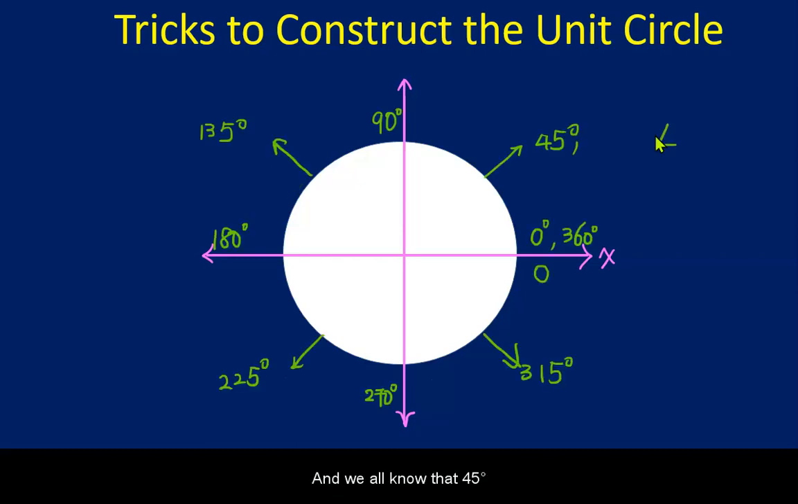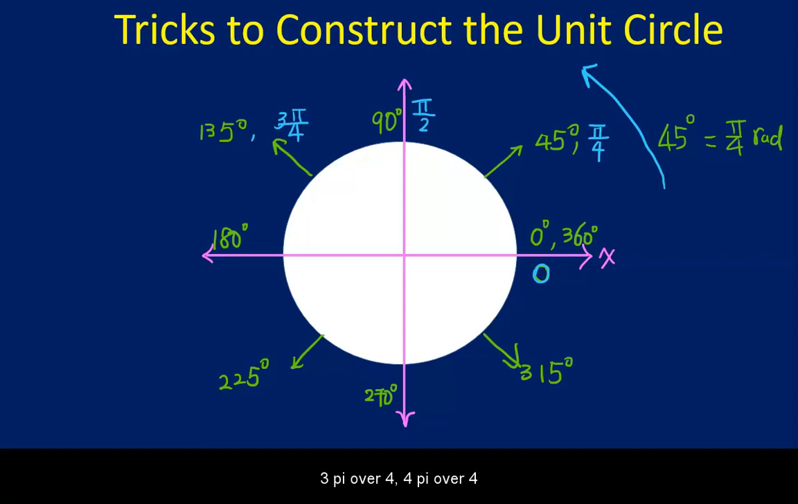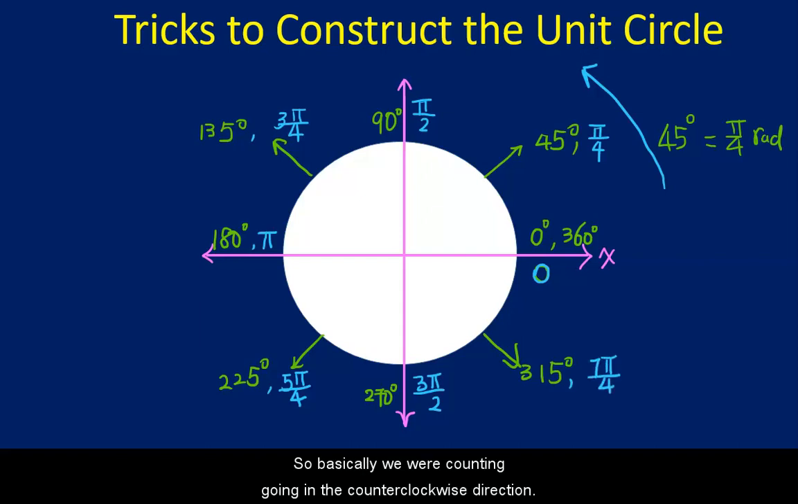And we all know that 45 degrees is equivalent to pi over 4 radian. So we're going to use that to move in the counterclockwise direction, and we're going to label all these angles with their radian measure, starting from 0 radian, because 0 pi over 4 radian is 0 radian. Next, 1 pi over 4, 2 pi over 4, 3 pi over 4, 4 pi over 4, 5 pi over 4, 6 pi over 4, 7 pi over 4, and 8 pi over 4.